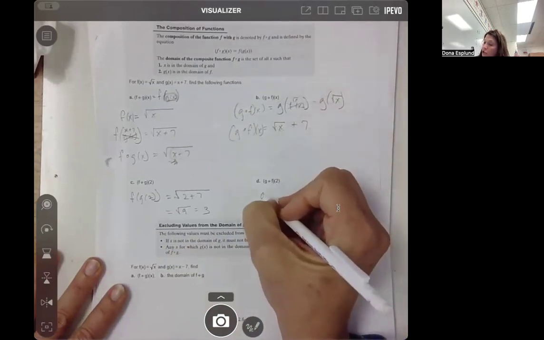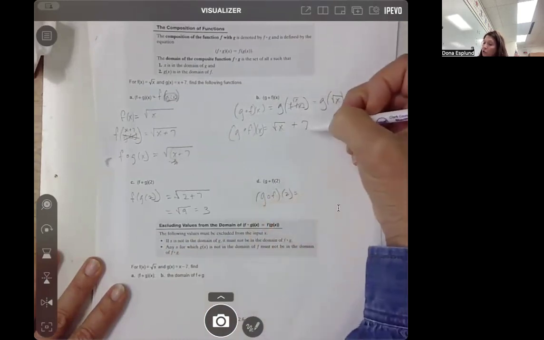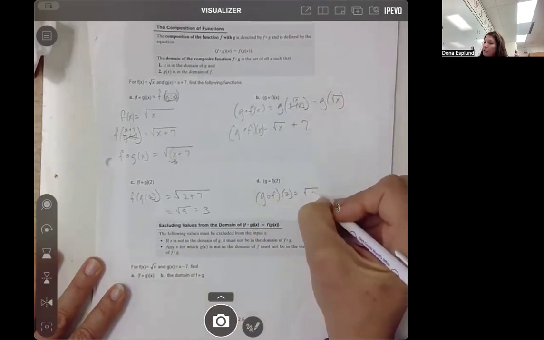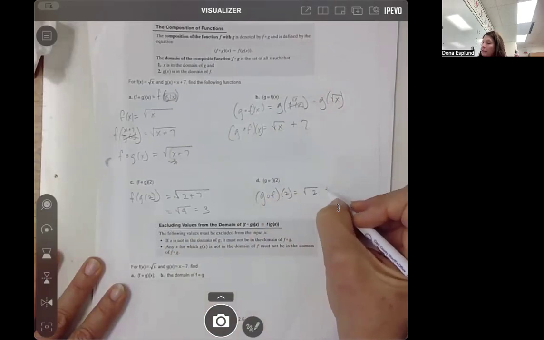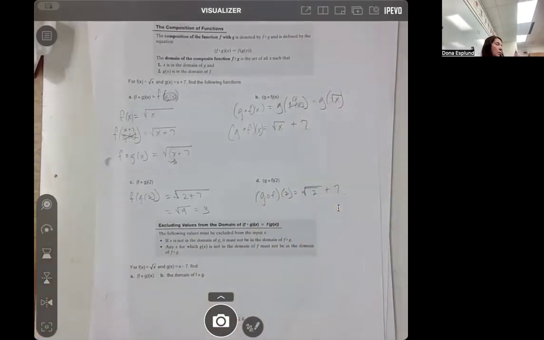So if I want g of f of 2, and I knew what g of f of x is, then I can replace the x with 2. Now, when I have the square root of 2 plus 7, I can't do anything more. That's just going to be your answer.